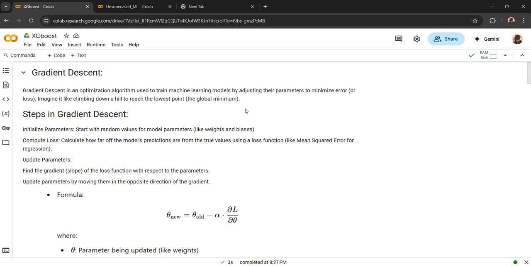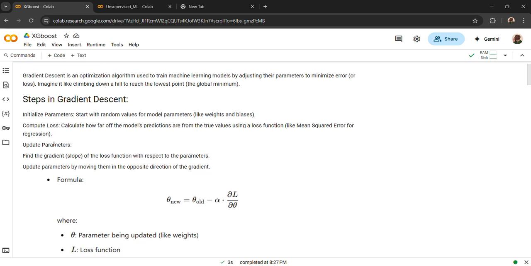It is like imagining climbing down a hill to reach the lowest point, the global minima. There is a concept in mathematics, if you want you can refer to local minima and global minima. Global minimum is the bare minimum, the lowest point.